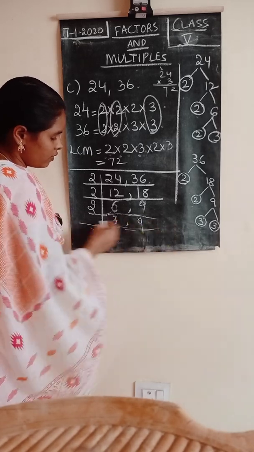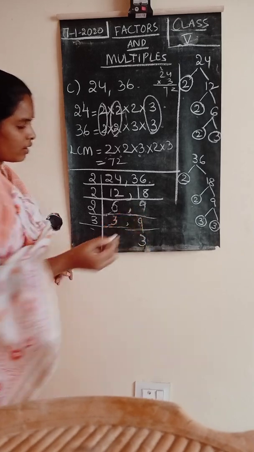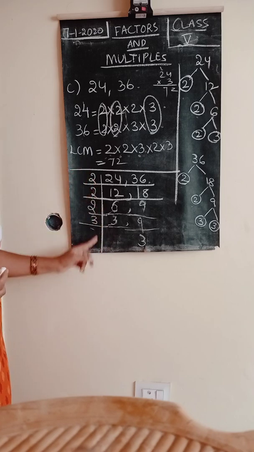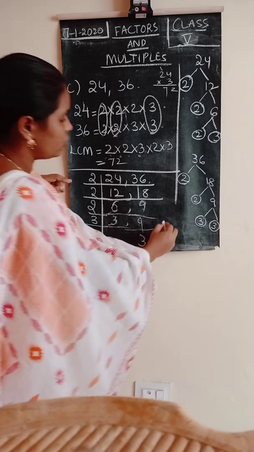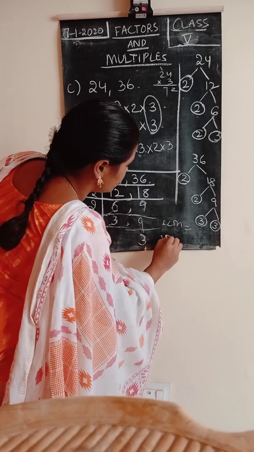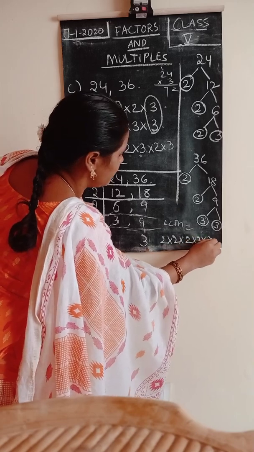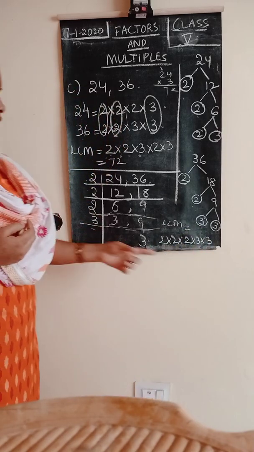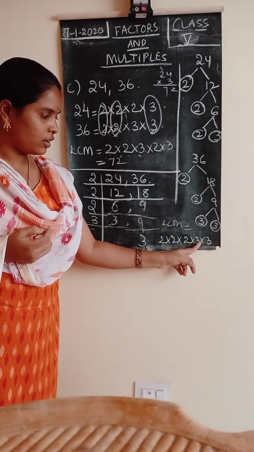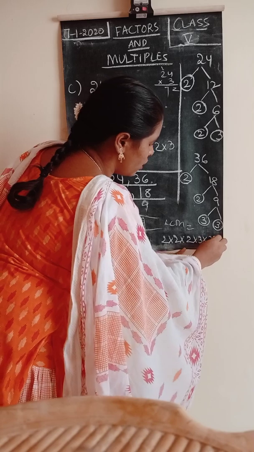Okay. Again 3. 3 how many times are 3? 3 3s are 9. 3 1s are, don't write 1, because we are using prime factors, you should not write it. Now what is LCM? LCM is 2 into 2 into 2 into 3 into 3. Okay. 2 2s are 4, 4 2s are 8, 8 3s are 24, 24 3s are 72. So in both the cases you got 72.